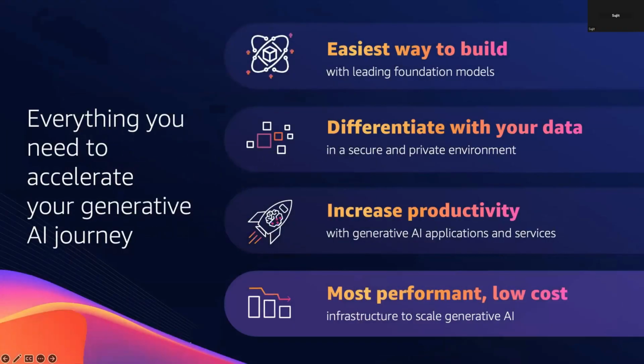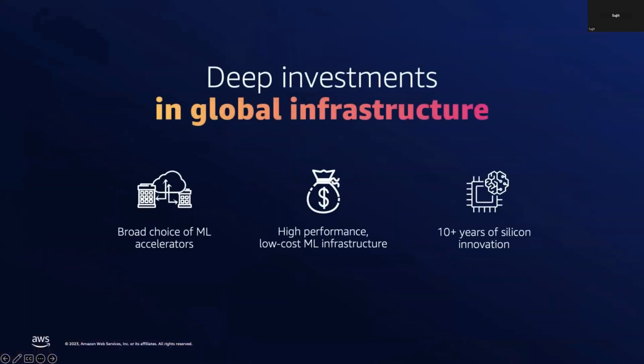Finally, let's take a look at the infrastructure on top of which all these generative AI developments and applications will run. Whatever customers are trying to do with foundation models, running them, building them, customizing them, they need the most performant, cost-effective infrastructure that is purpose-built for machine learning. AWS has been investing with our partners and in our own silicon for more than 10 years in order to offer a broad choice of high-performance, low-cost machine learning infrastructure options. This investment is why AWS is uniquely positioned to help our customers accelerate their adoption of generative AI.